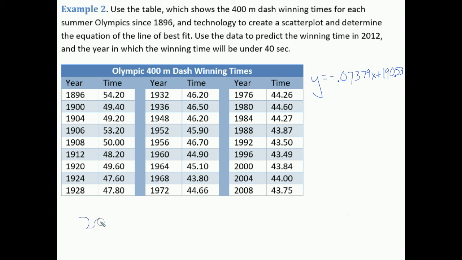So for 2012, 42.07 seconds. And then it also asks us to find the year at which the winning time will be 40 seconds. So now we actually want this to be 40 seconds. What we can do here, we could put 40 seconds in here and solve, and that would give us the answer.